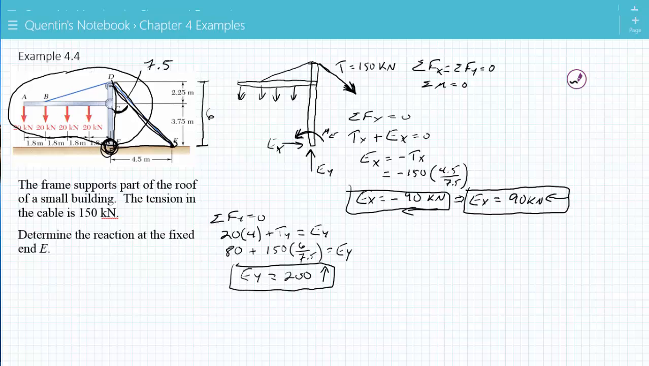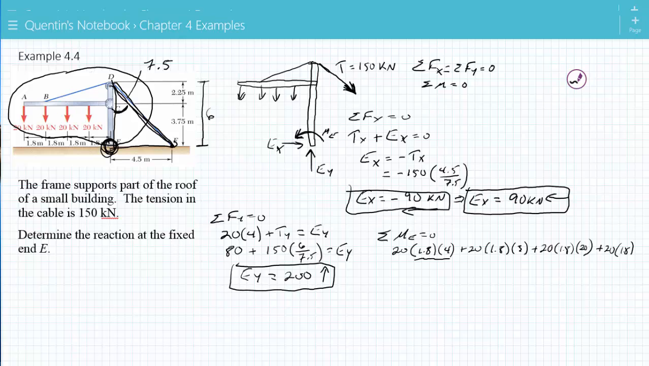Honestly, it doesn't matter, but E is as good a place as any, so let's take the sum of the moments about E is equal to 0. So what do you have there? You have 20 times the 1.8, and there's times 4. This is just the distance right here. I just don't feel like figuring it out, right? And then we're going to add 20 times 1.8, and there's 3 of those, plus 20 times 1.8, and there's 2 of those. So this 1, 2, 3, then plus 20 times 1.8, and there's just 1 of those.